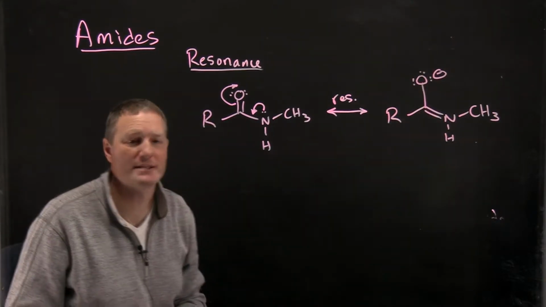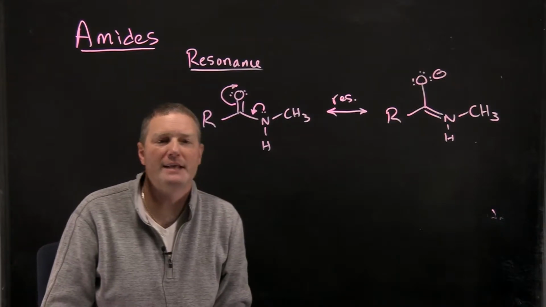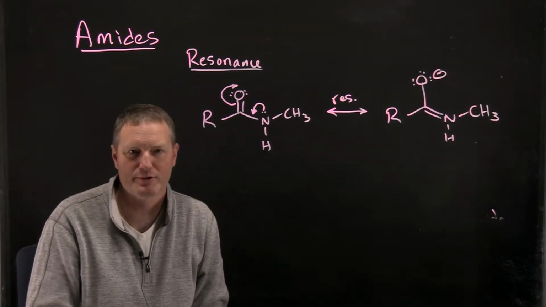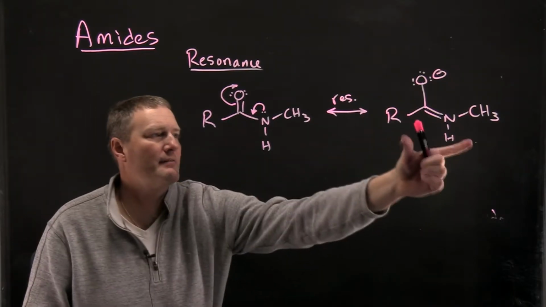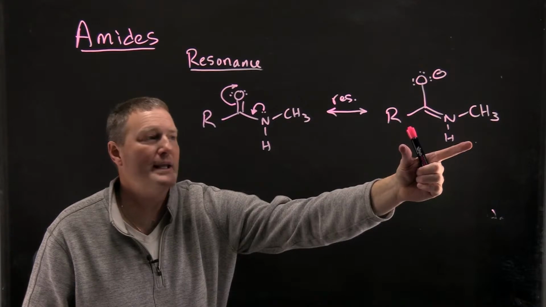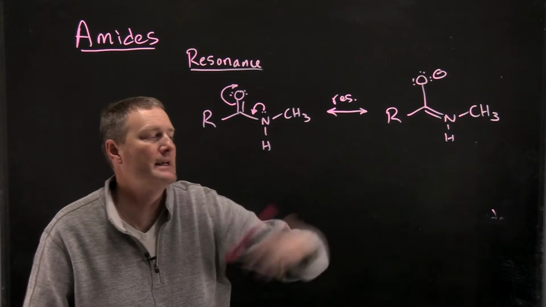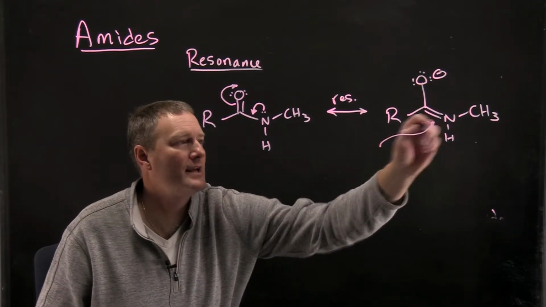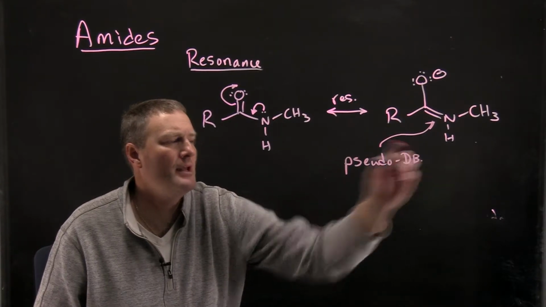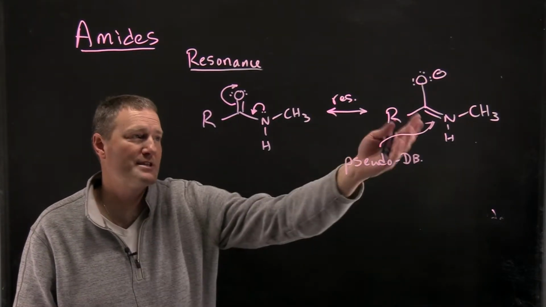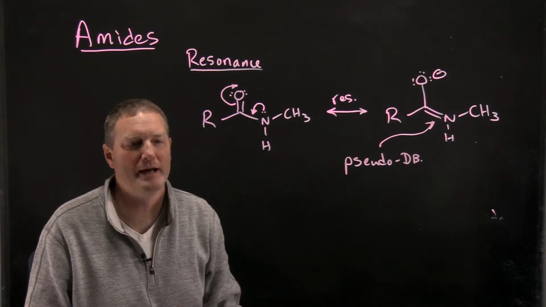Okay, and so you notice in the resonance structure now the carbon-nitrogen bond is actually a double bond. Now this has some very important ramifications when it comes to the properties of amides. Because of this resonance, this resonance form is actually a fairly significant resonance form for amides. And we often call this a pseudo double bond. It's not a full double bond, but because this resonance structure does play a significant role, it's sort of like a half double bond.